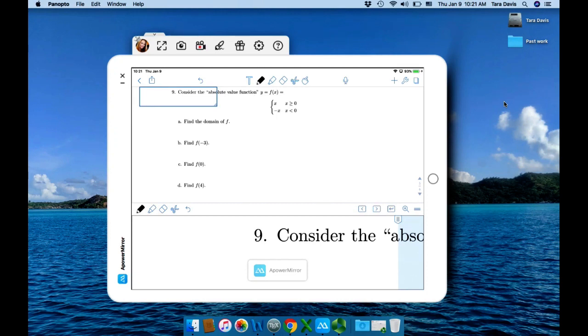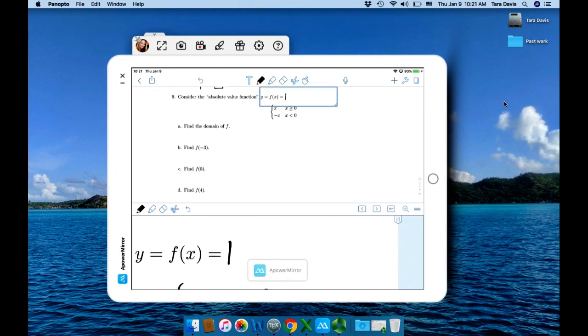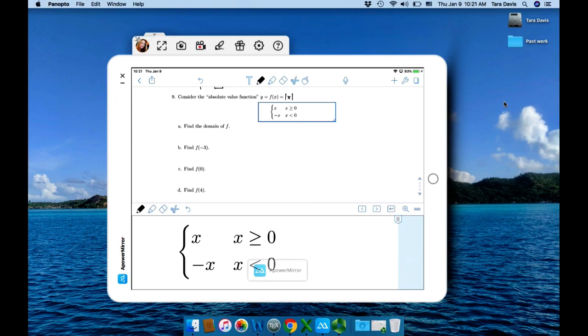Okay, so another example of a piecewise defined function is the absolute value function. Sometimes we write it like this too. That's just another way of writing the function. And this function depends on whether your input is positive. If so, you just return the same input, or if it's negative, you return the negative of it.